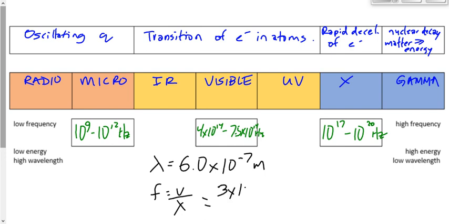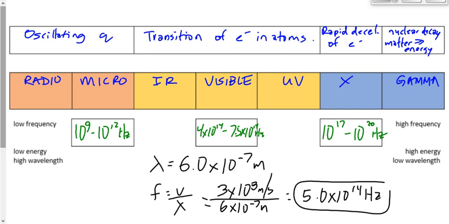Yep, good. 3 times 10 to the 8 meters per second, divided by 6 times 10 to the negative 7 meters. Divide those two, it gives me 5.0 times 10 to the 14 hertz. So what type of EMR do we have there? It's visible light, right? Probably in the orangish, yellowish range of visible light. I'm not sure exactly where it would fall, but somewhere in that orangey, yellowy range probably.